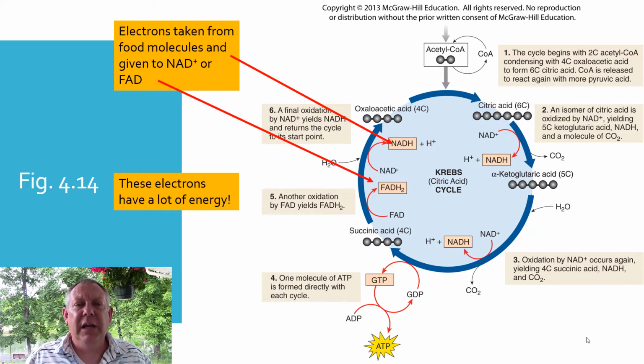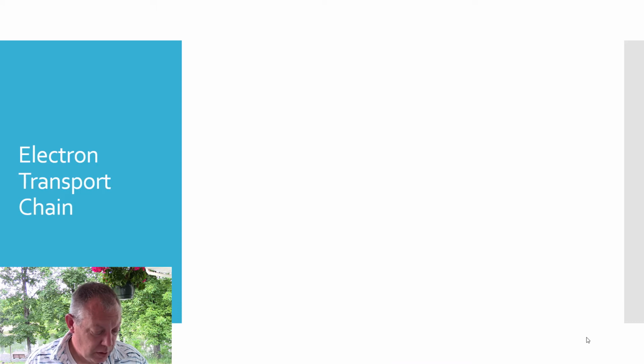These are details that you would get in other classes. The most important thing is that you strip an electron from your food molecule and you give it to these molecules. That takes a lot of energy, so consequently those electrons have a lot of energy. So these are high energy electrons that you add to NAD or FAD. We're going to use those high energy electrons in the next step, which is the electron transport chain. So let's talk about that.